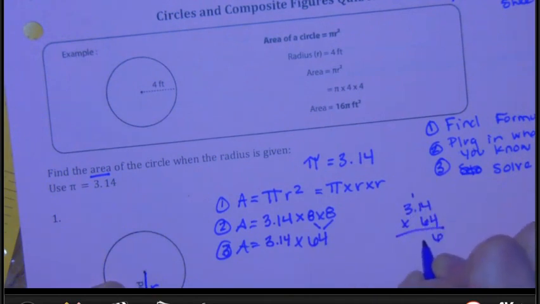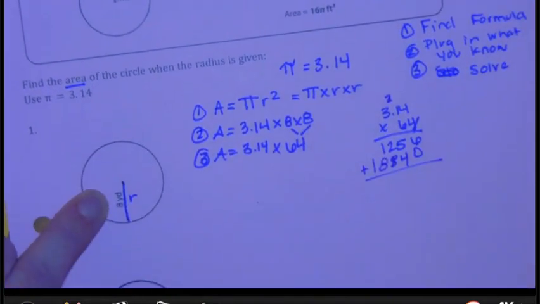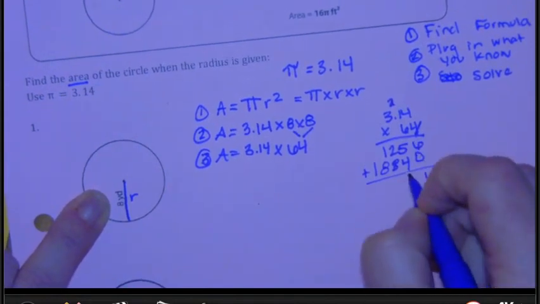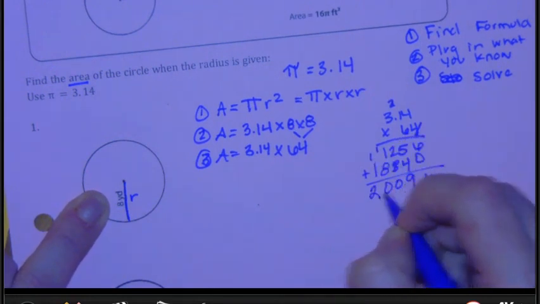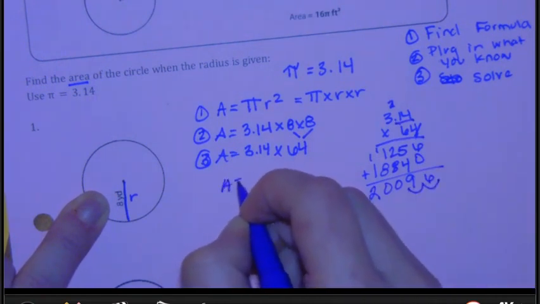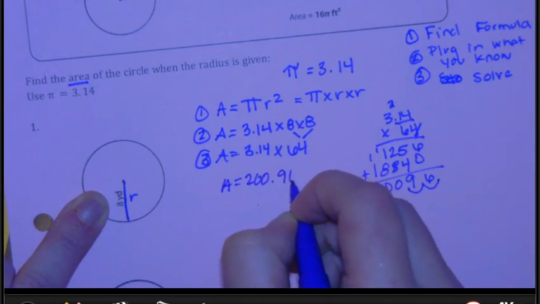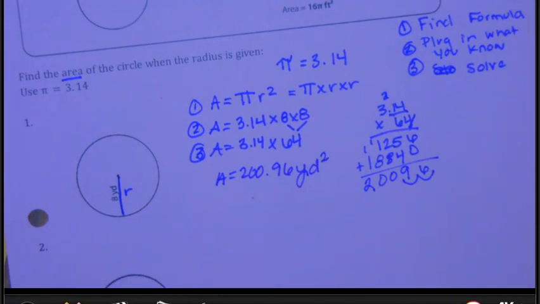4 times 4 is 16. 4 plus 1 is 5. 4 times 3 is 12. Placeholder. 6 times 4 is 24. 6 times 1 is 6 plus 2 is 8. Then 6 times 3 is 18. And I'm going to add. I get 6. 5 and 4 is 9. 8 and 2 is 10. 8 and 2 is 10 again. 1 and 1 is 2. I see I have 2 place values here, none here. So I'm going to move my decimal 2 times to get area is 200.96 yards squared.